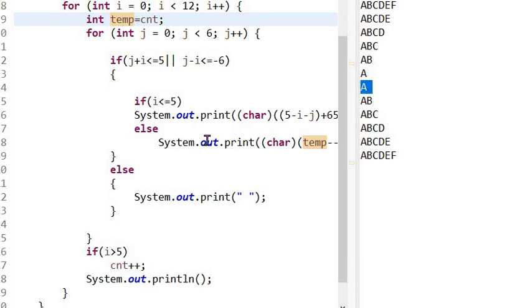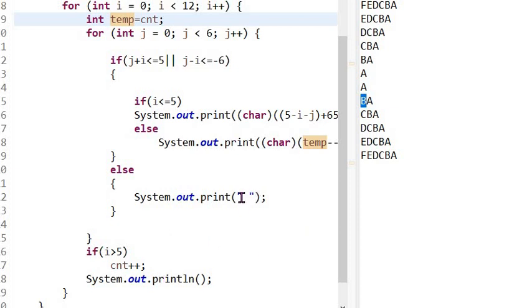Next time counter value gets increased, it becomes 2. So 2 minus 1, next time what will come to you? A. Okay, next time you will have 2 minus minus is 1, and 1 plus 65 is 66. That means you are going to print B.